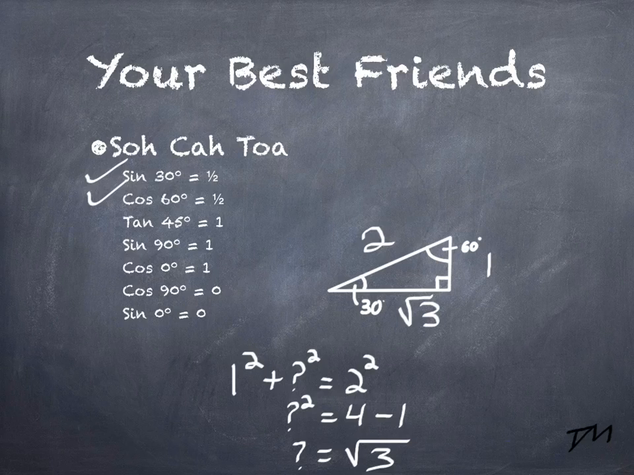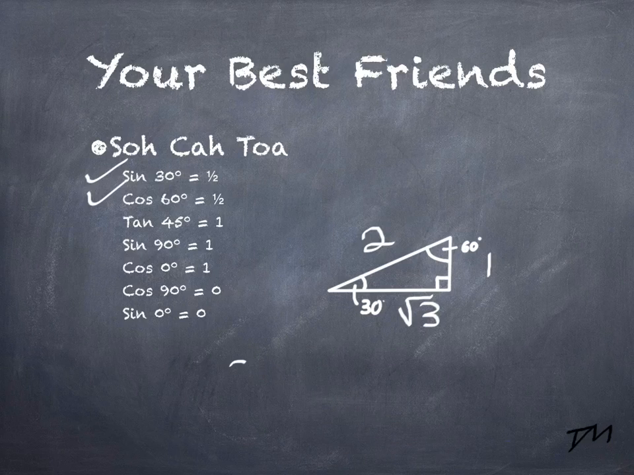So therefore, the cosine of 30 degrees must be root 3 over 2, adjacent over hypotenuse. And therefore the sine of 60 degrees must also be root 3 over 2, where the root 3 is now the length that's opposite the 60-degree angle. Here we see that cosine of 30 degrees is equal to root 3 over 2.